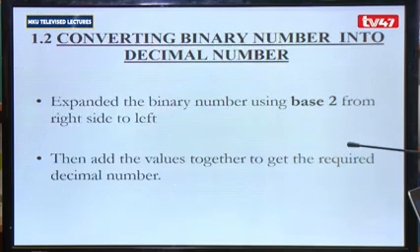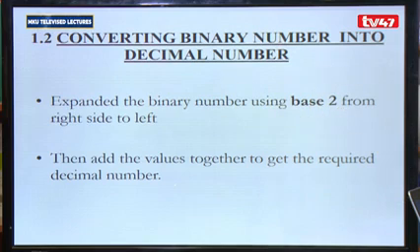That's our second conversion. To convert a binary number into a decimal, you expand the binary digits using base 2 from the right side towards the left. You expand them using base 2. Then you add the values together. Once you add the values together, you'll end up with the decimal number that is required.